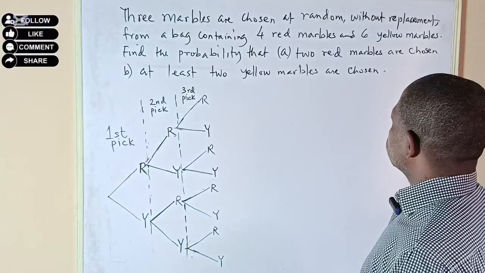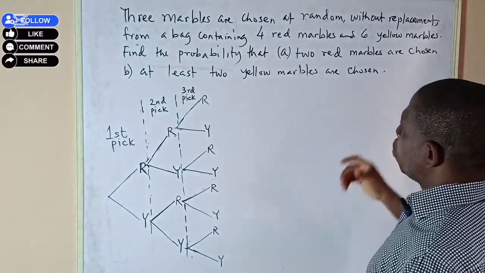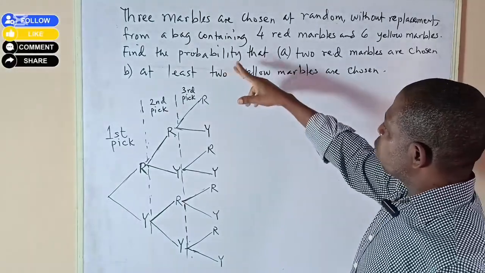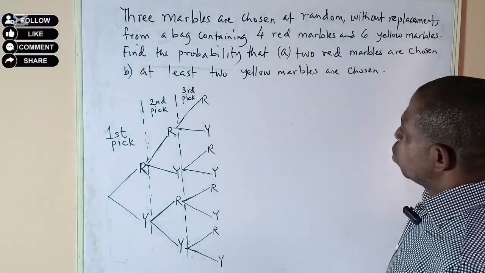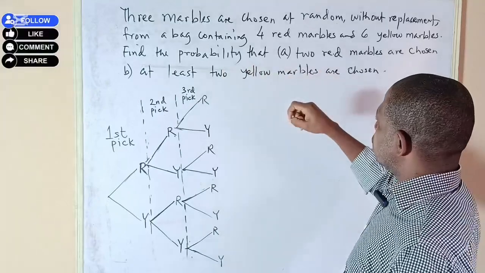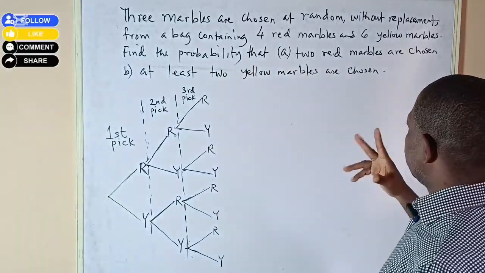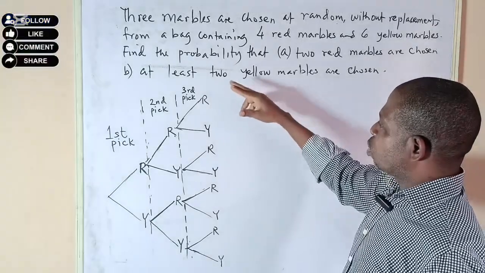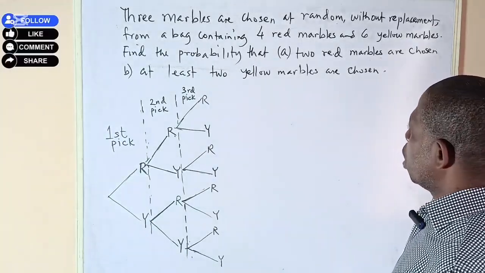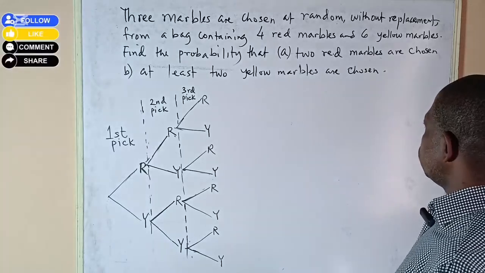3 marbles are chosen at random without replacement from a bag containing 4 red marbles and 6 yellow marbles. Find the probability that A, 2 red marbles are chosen, B, at least 2 yellow marbles are chosen.